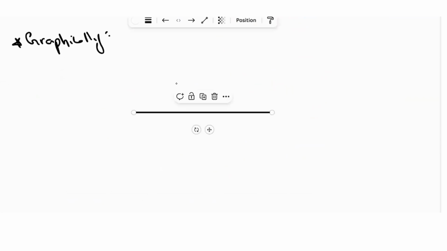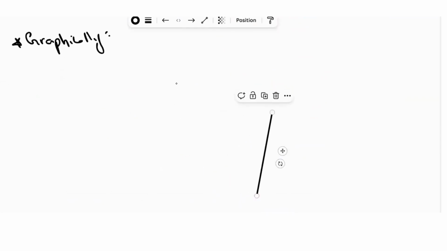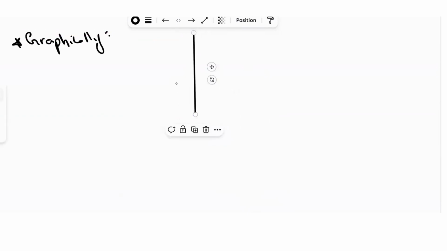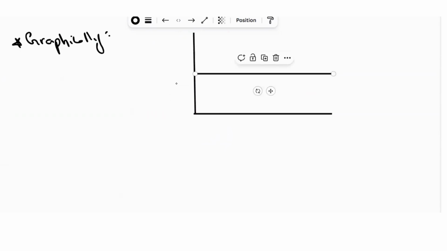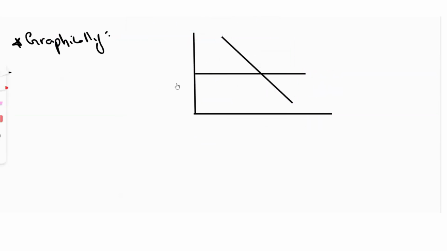So let me just quickly make a graph here. This is our horizontal price setting. So this is our graph, right? On the vertical axis we have the wage, on the horizontal axis we have Q. This is our WS, and this is our PS, and this is our equilibrium.